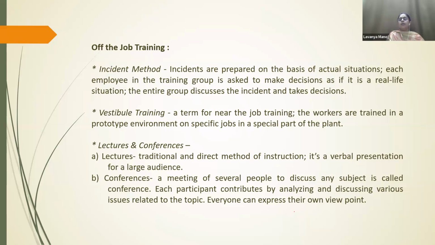So these are prepared on the basis of actual situations. Each and every employee undergoing the training is given a real life situation. The team leader or the trainer will be monitoring that individual on how the person is making the decision, or which thing the trainee is prioritizing while taking the decision. And finally they will come to a conclusion.